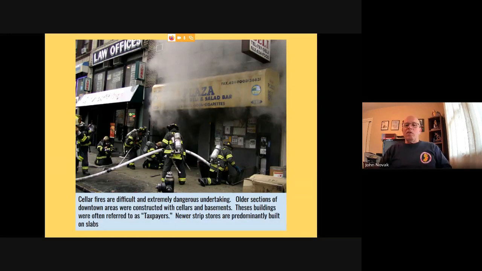So, cellar fires are the most difficult and extremely dangerous undertaking. Older sections of downtown areas were constructed with cellars and basements, and these buildings were often referred to as taxpayers. And newer strip stores are predominantly built on slabs.